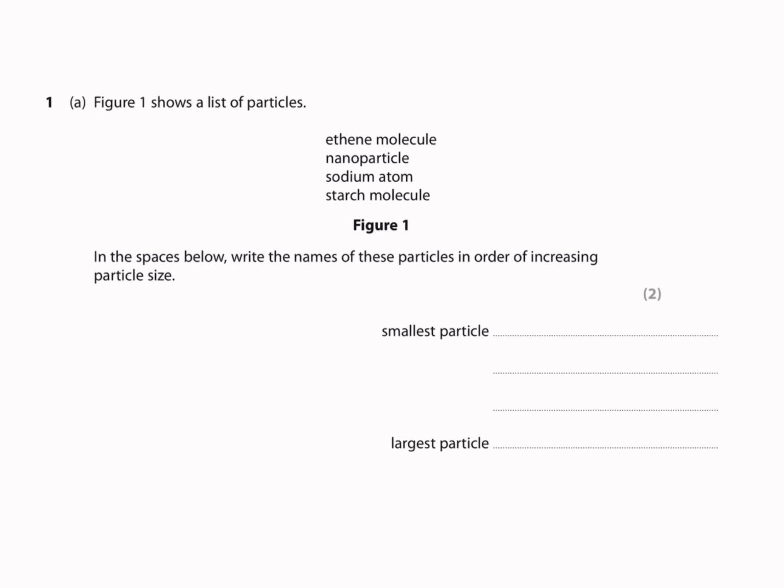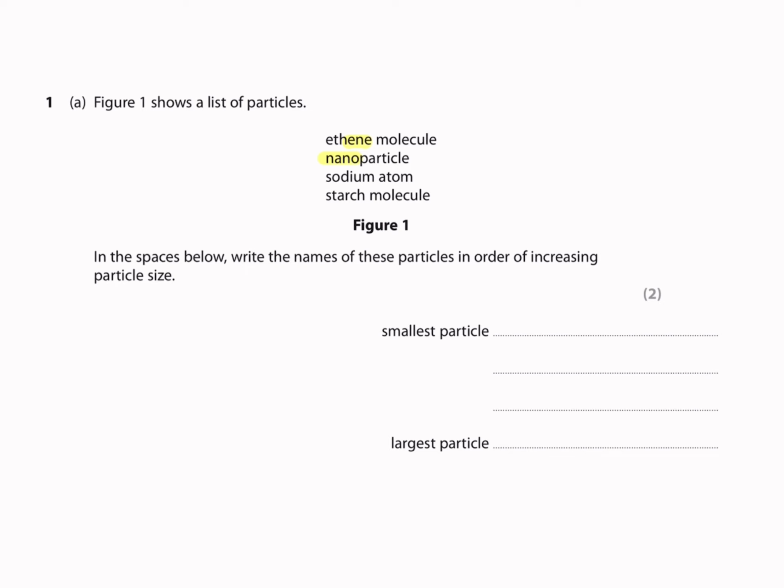As with any question, we always start by reading it first. Figure 1 shows a list of four particles, and in the spaces below we write the names of these particles in order of increasing particle size, starting with the smallest and ending with the largest.